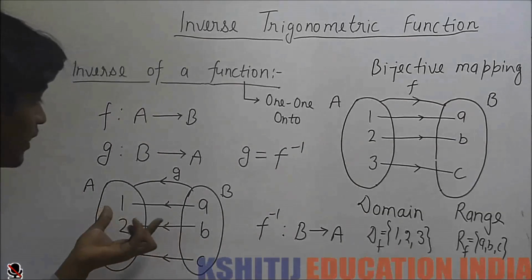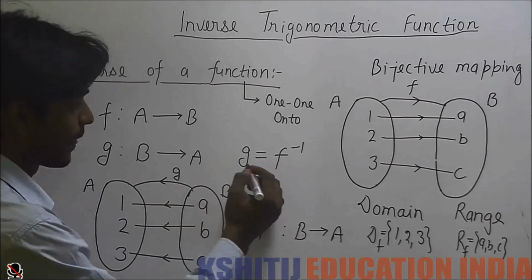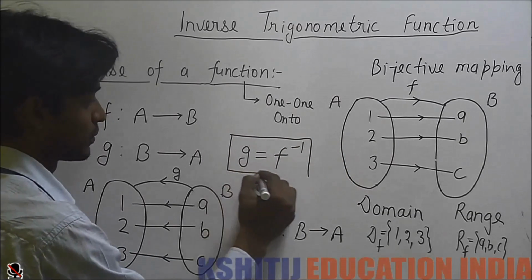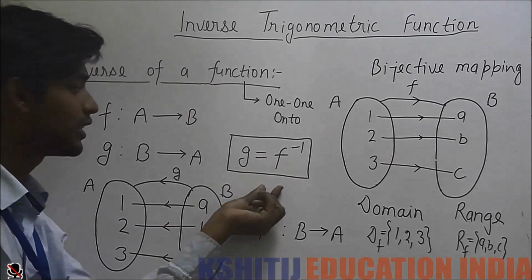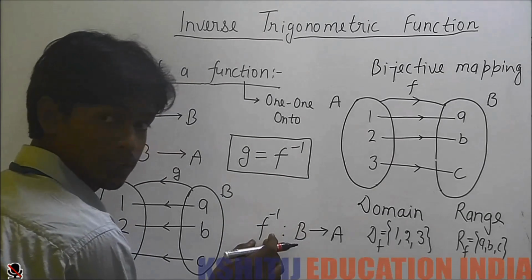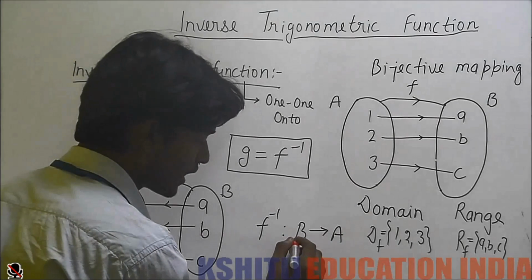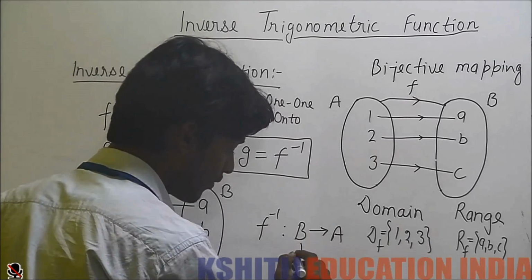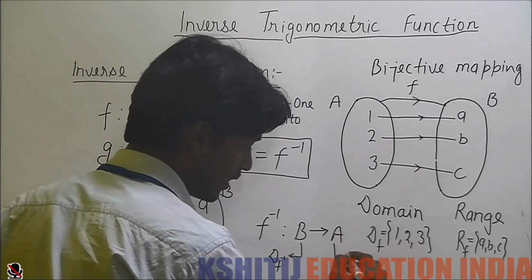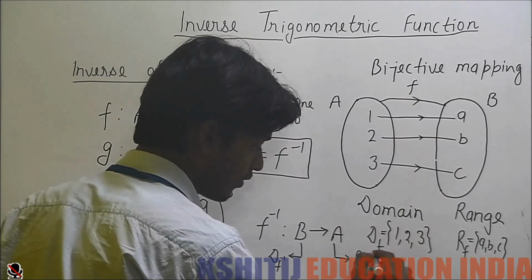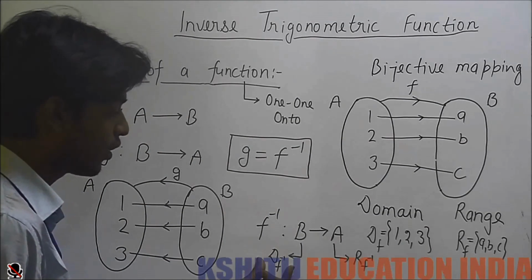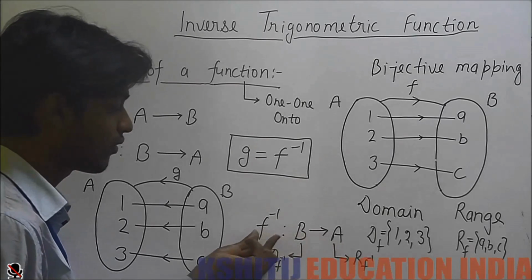Okay, now move on to the function g, which is the inverse of the function f. Here the function f inverse is defined from B to A, so the set P must be the domain of the given function f inverse. Okay, and it is the range of the given function f inverse. Okay, is it clear? Now we have to specify the domain and the range of the given function f inverse.